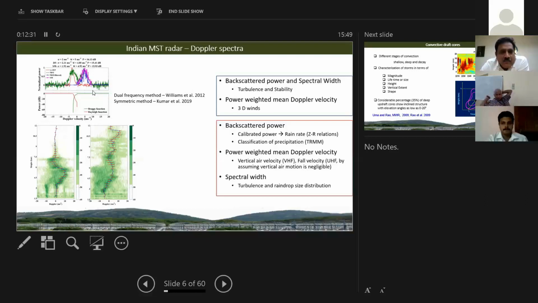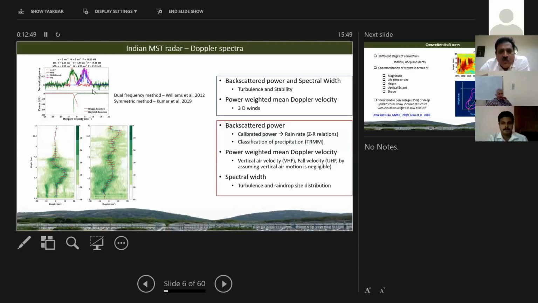But at all the places, actually, we don't have these two radars. Only at a few places you will maybe have two radars. So then we devised another method called the symmetric method, where with one radar itself we can segregate these two, and then we can get the moments.